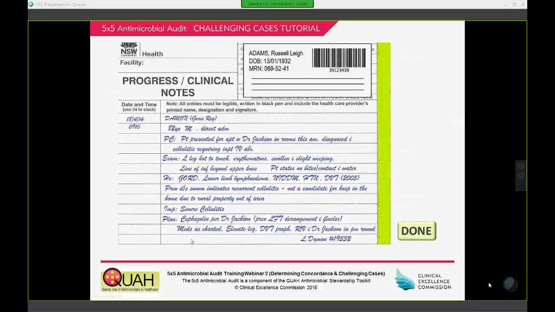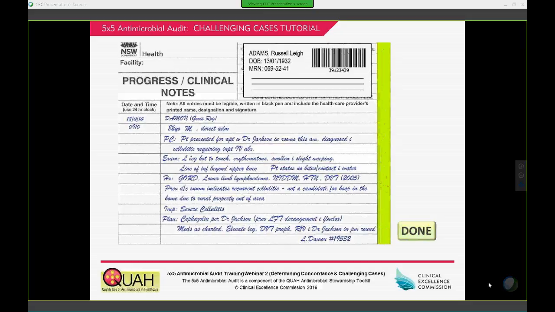Okay. So we can see here from this entry, the patient has been admitted from Dr. Jackson's room this morning for cellulitis. We have some exam results here, and medical history that tells us a little bit. The patient has had recurrent cellulitis, but nothing in this particular entry is suggesting that the prescriber is aware of a causative organism, and it's certainly been less than 5 days since this indication was identified in hospital, because I've just been admitted this morning.